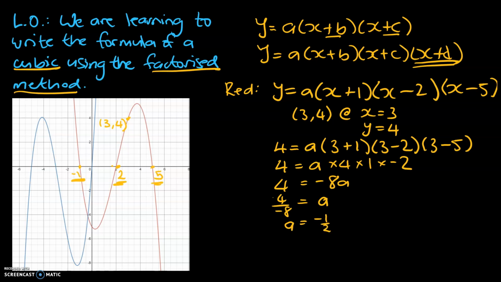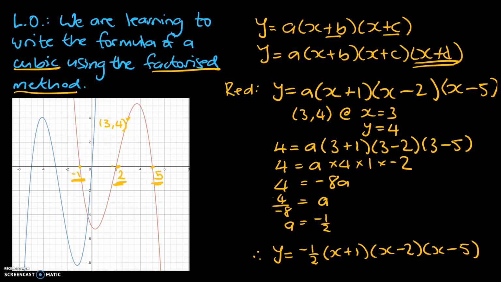That's the coefficient of our cubic, and we're going to substitute it into our partial equation at the beginning, which makes the formula for this cubic y is equal to -1/2 times (x plus 1) times (x minus 2) times (x minus 5). So that would be the equation of our red cubic. If you haven't got that working down, I strongly encourage you to pause the video and get all that working down so you have a worked example to help for later on.